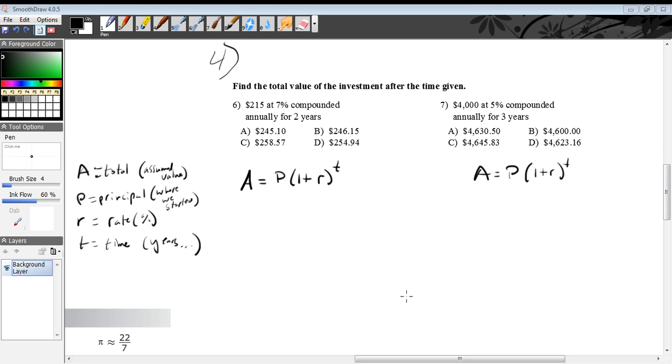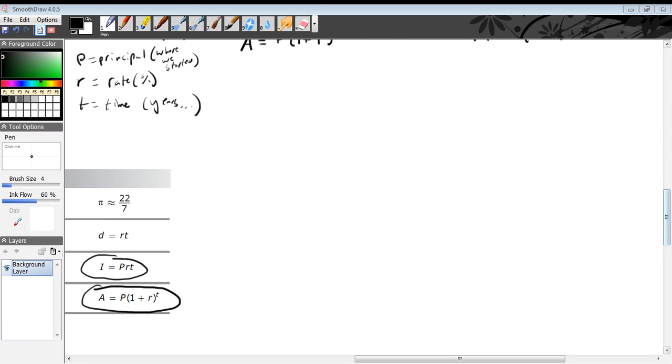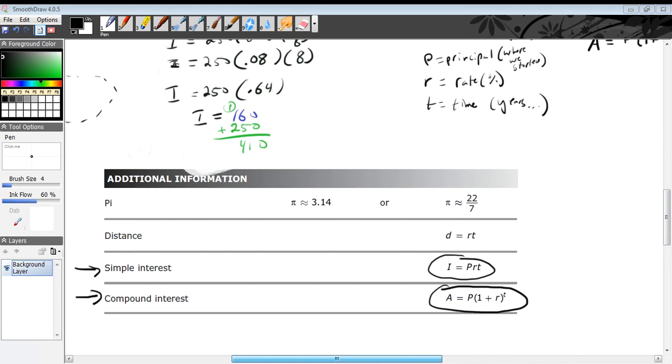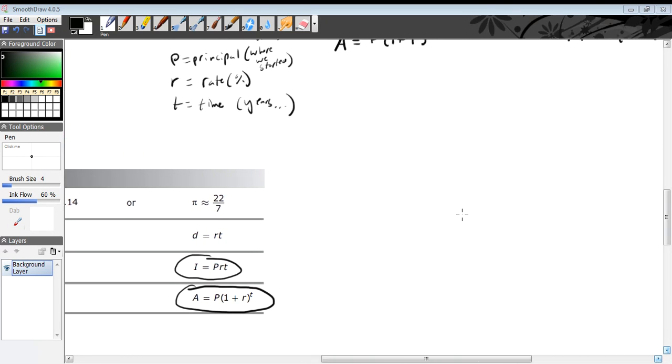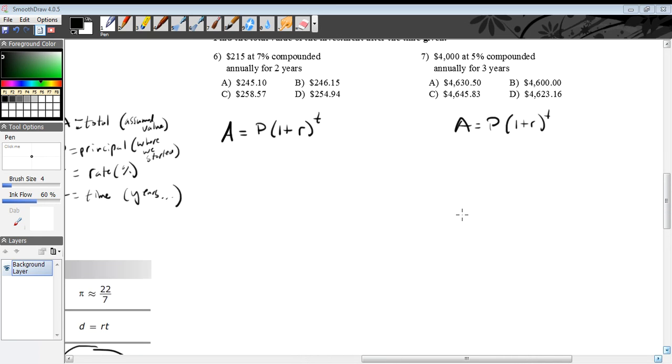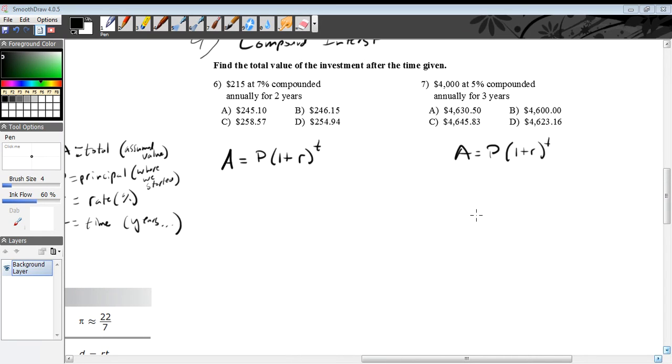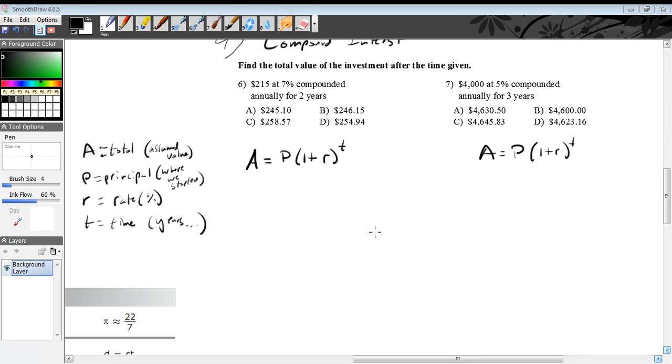All right, everyone, welcome. Now we are doing compound interest, which is a little bit different. We're going to use a different formula, and I'm going to show you the formula here. You should have this. The compound interest formula is A equals P times (1 plus R) to the T power. Okay, so now I just wrote both equations up here, and we're going to do the exact same thing. We're going to take what we know and substitute it in this formula.